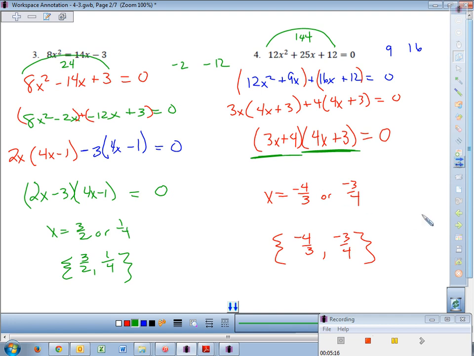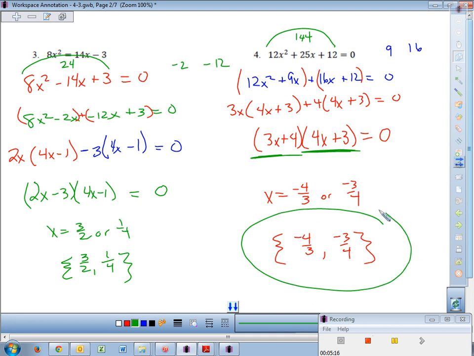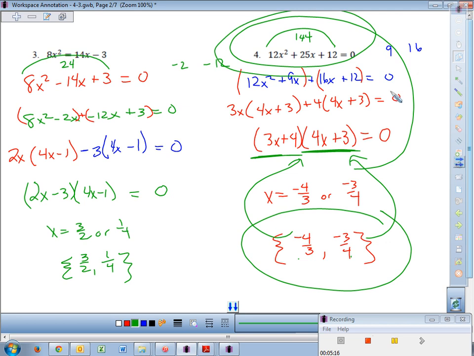Cool. So what we do now is write a quadratic equation in standard form, which looks like this: ax squared plus bx plus c equals 0, with the given roots. These are the answers to the problem. We want to go backwards. Didn't we get two answers right here? These are the two answers. Now we will go backwards and write these two puppies right here equal to 0. Then we will FOIL it out, and we will get this for a final answer.